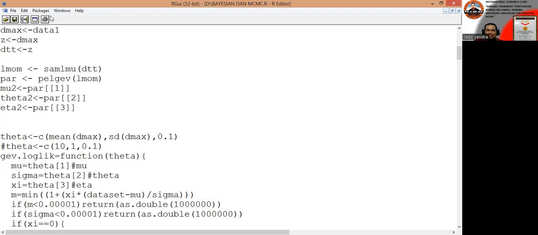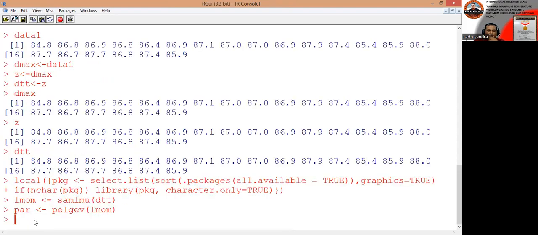You can run, and then to estimate the parameter, you use pelgev. pelgev is the standard name in the lmom package to estimate the parameter. So that's why you run par, meaning the pelgev of lmom. Okay, you can run here. Okay. Oh, you can check here. You can type the par.